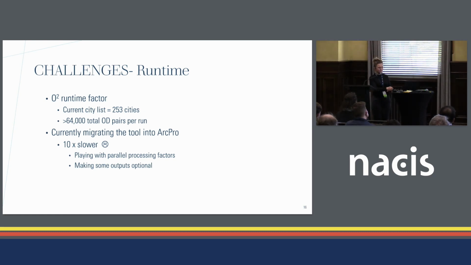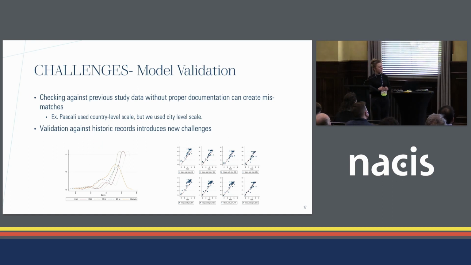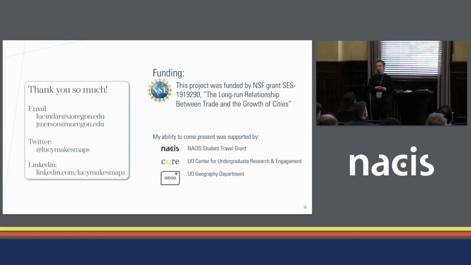And finally, one issue with this was model validation, because we were checking against previous study data that didn't necessarily operate on the same scale that we did. And as I touched on briefly before, we didn't always have the historic records to be able to validate completely. Moving forward, our research partners are working towards publication on a series of analyses of the data that we're creating, and we are also looking to publish our model so that other people can continue to develop on it as well.